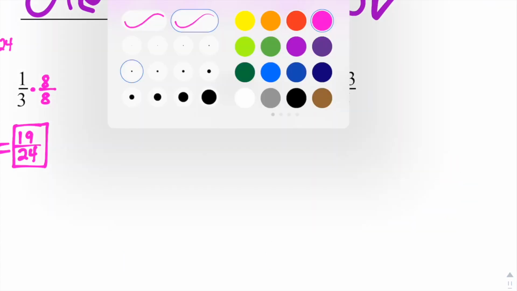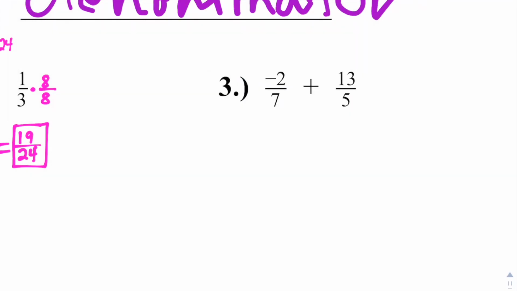Moving on to our third and final example, we have 7 and 5. So now we need to find a common denominator for 7 and 5. Well, 7 and 5 are both prime. They both are only divisible by 1 and themselves. So the easiest way to do it is to use our technique that we used in example 2, which is to multiply 7 and 5 and figure out what that number will be, because that will be our common denominator. So our common denominator is definitely going to be 35.